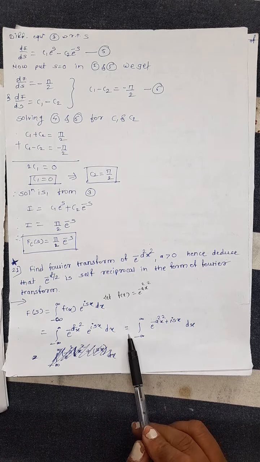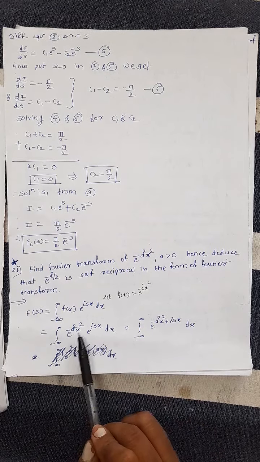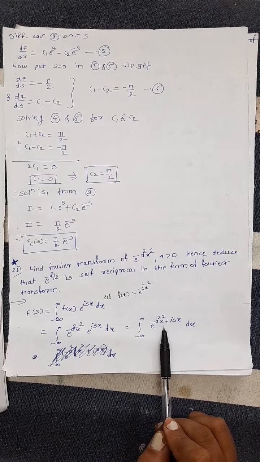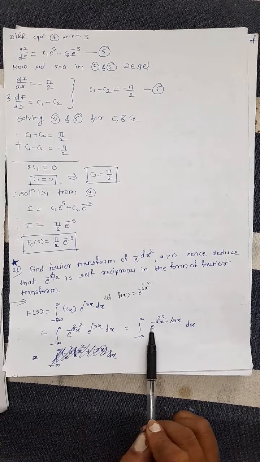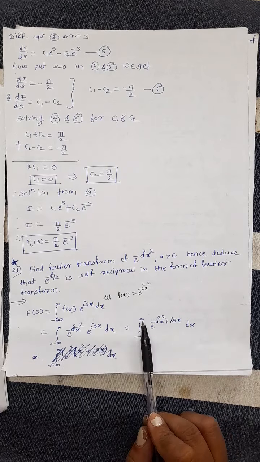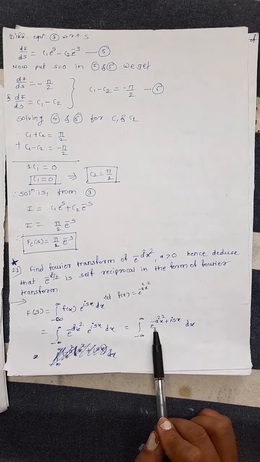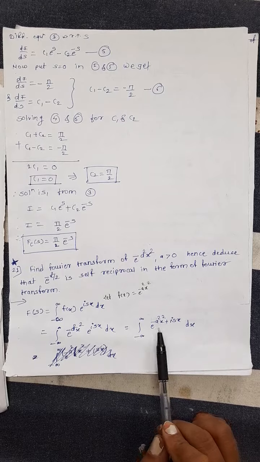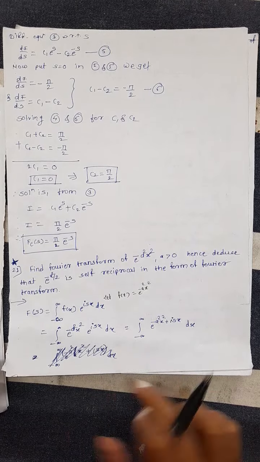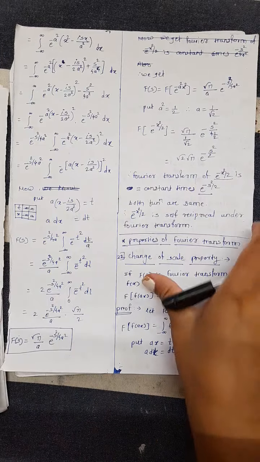Okay, let us see one by one, step by step. Here the base is the same, that's why the exponential indices get added. e raised to minus a square x square plus e raised to i s x get added. It becomes integral from minus infinity to infinity, dx as it is, e raised to the single base, minus a square x square plus i s x, dx.